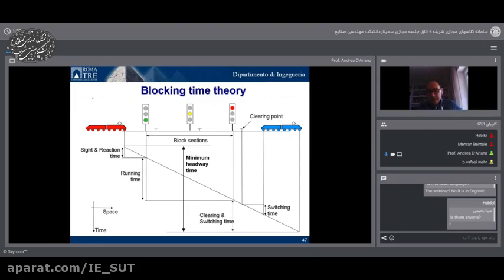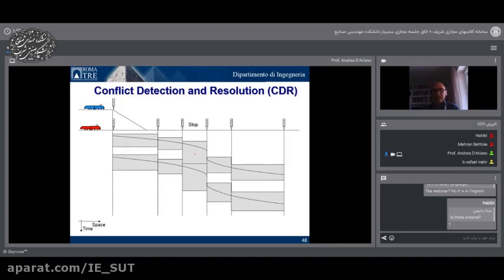Okay, now go a little bit more in depth on the modeling. To incorporate the UEC concept, we use the blocking time theory. I don't want to spend too much time on that. I just show you that the blocking time theory is a way to formulate the minimum headway time correctly and precisely between two consecutive trains that use the same piece of track. How do we incorporate the blocking time theory?